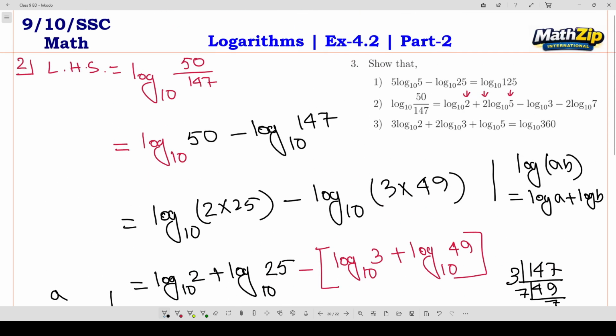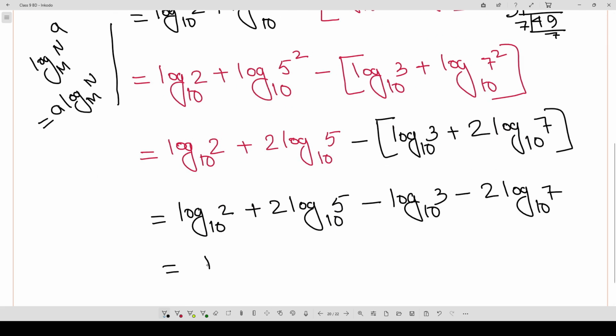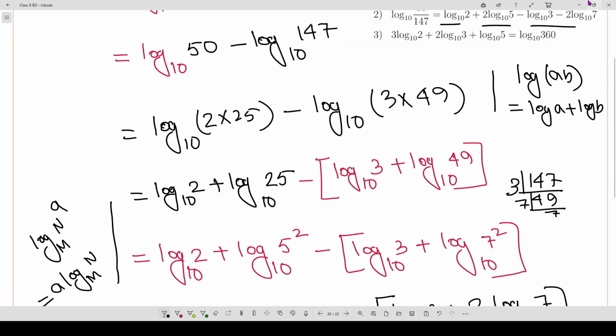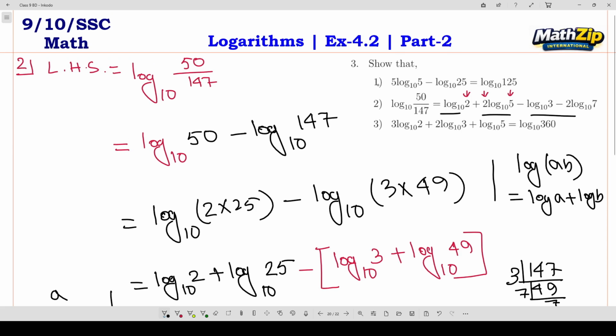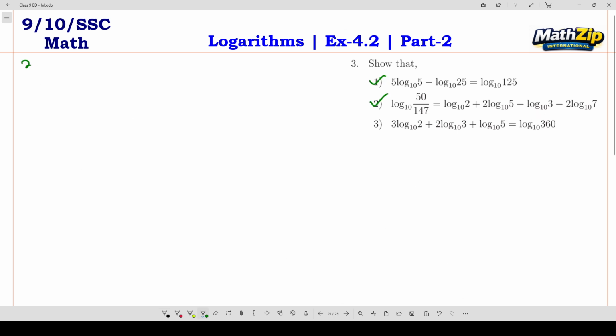And now look, is our question, here is also same thing, so we can say this is the right hand side, so it will be left hand side equals right hand side. Proved. So number 1 and 2 done. Now we will try to solve question 3. Question 3, and this is the last question of this video.